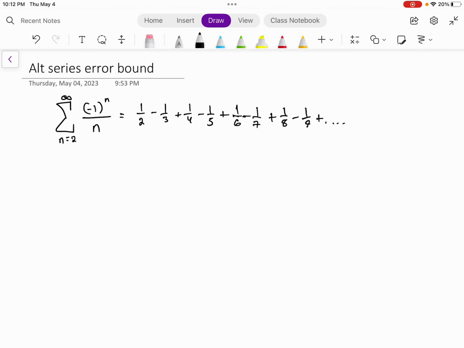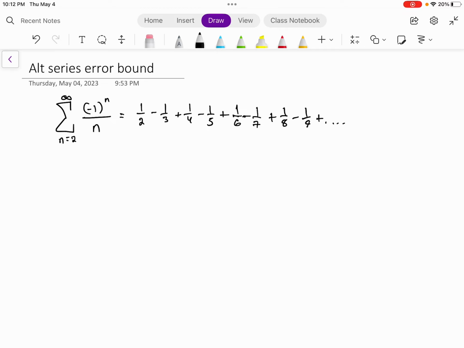Hey guys, I thought I'd do a quick screencast for one of the things that might show up on this AP. It's shown up the last couple of years, these two types of error bounds. I don't think it will, but we'll talk about it anyway, real quick.